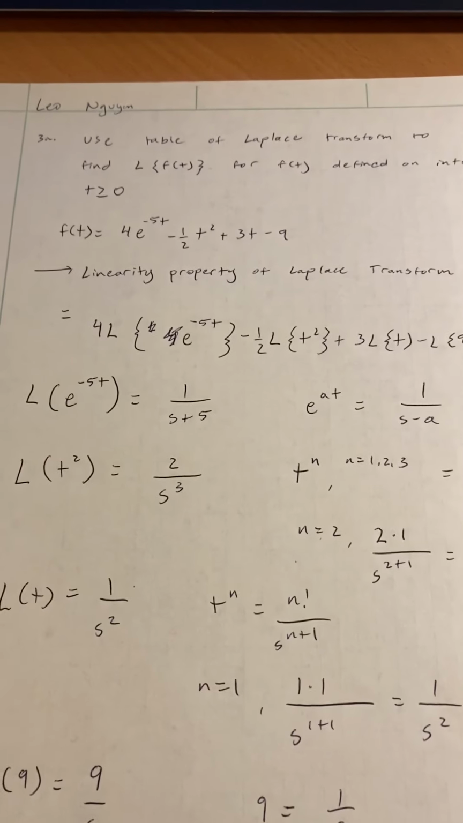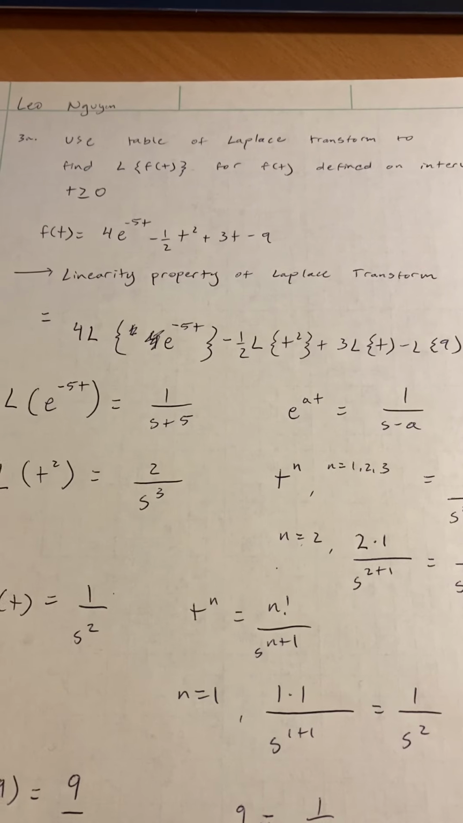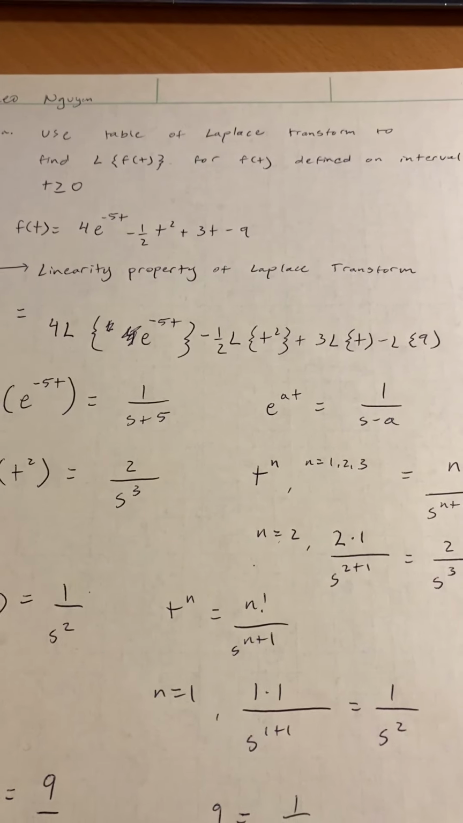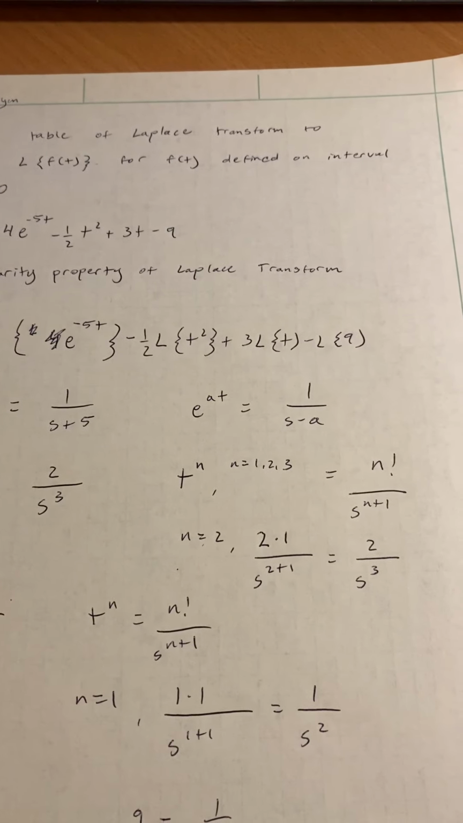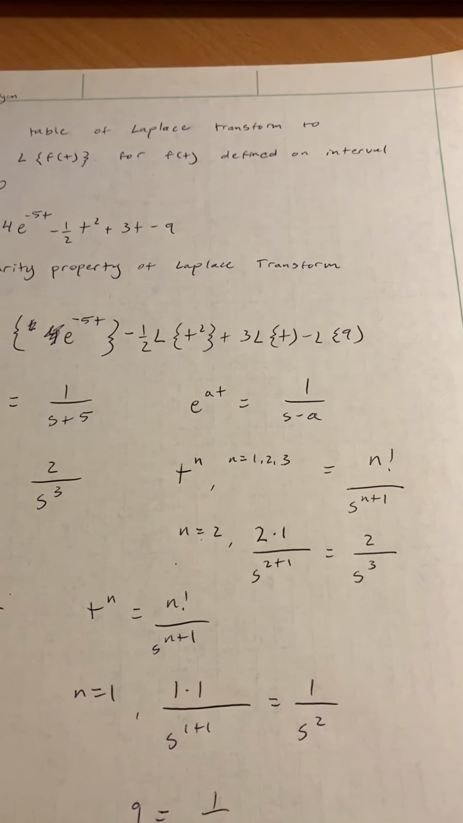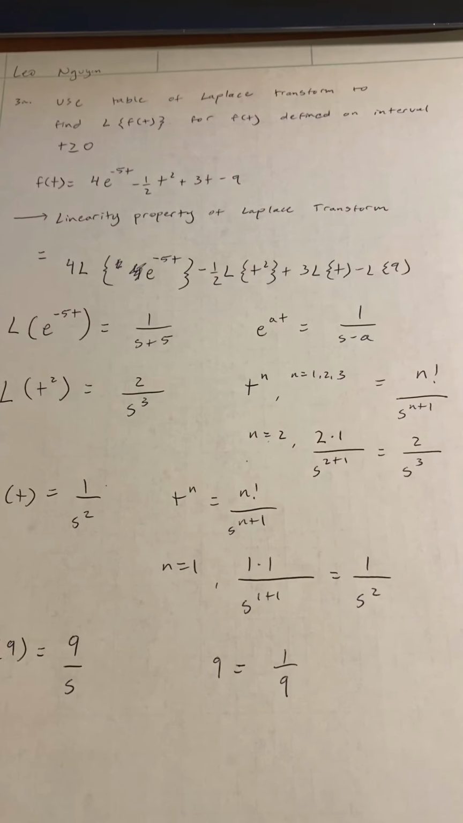So what I did was I took out the constants in front. So I got 4L[e^(-5t)] minus 1/2 L[t^2] plus 3L[t] and then minus L[9]. After that, I solve for each part individually.